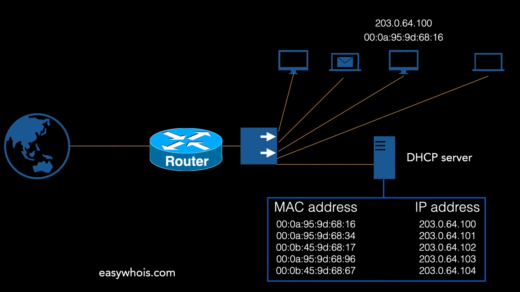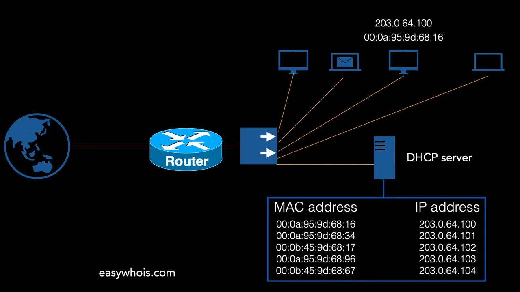203.0.64.100? And if there is, then that device will reply, yep, I'm 203.0.64.100 and I'm at 000A959D6816. So the switch then knows which socket on the switch to send the data to if the destination address of a packet is 203.0.64.100. So you've got a nice way of using a local MAC address if you need to, but also a way of relating the IP address to the MAC address.